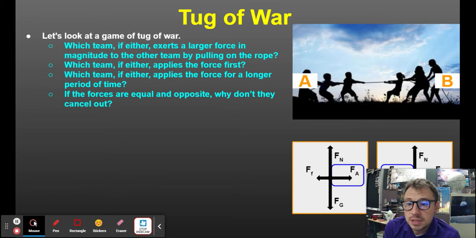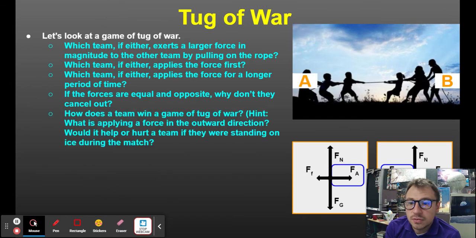Now, if the force pairs are equal and opposite, why don't they cancel out? Well, because they act on different objects. One of the forces is acting on team A, the other force is acting on team B. So let's answer this question. How does a team win a game of tug of war?